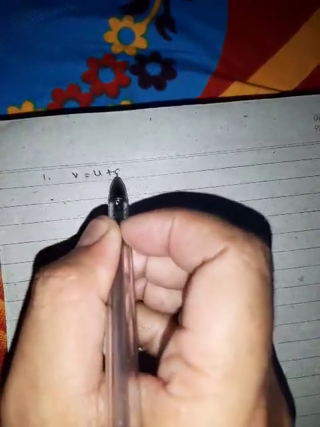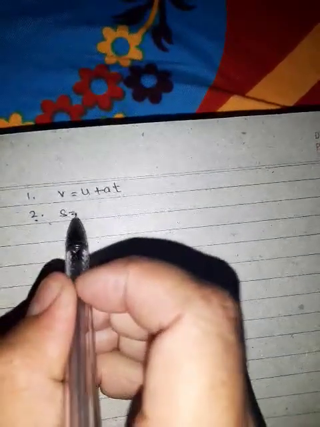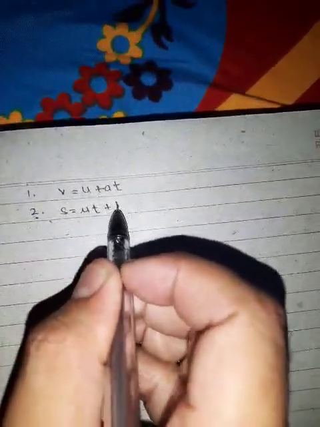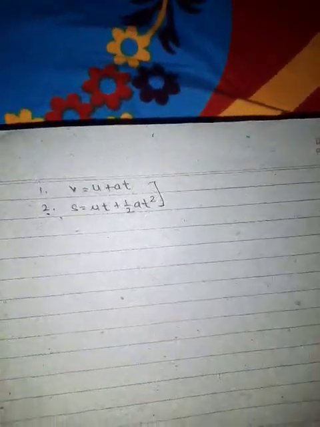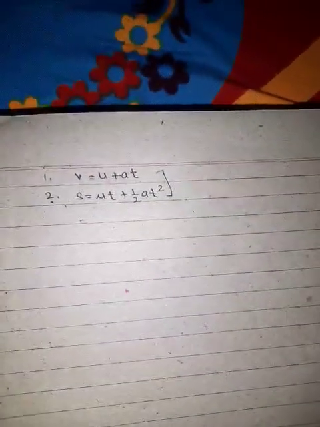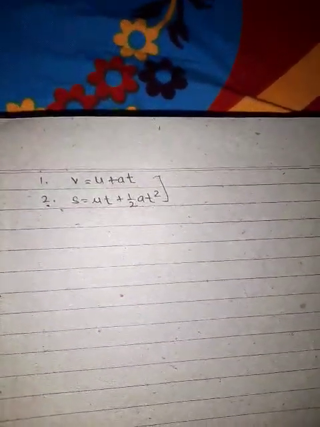Hello students, in the previous video I discussed with you all the first two equations of motion. Number one, that was v is equal to u plus at. And the second equation was s is equal to ut plus half at square. Both equations I solved by the differentiation and integration method. Today in this video I will discuss with you all the third equation of motion.